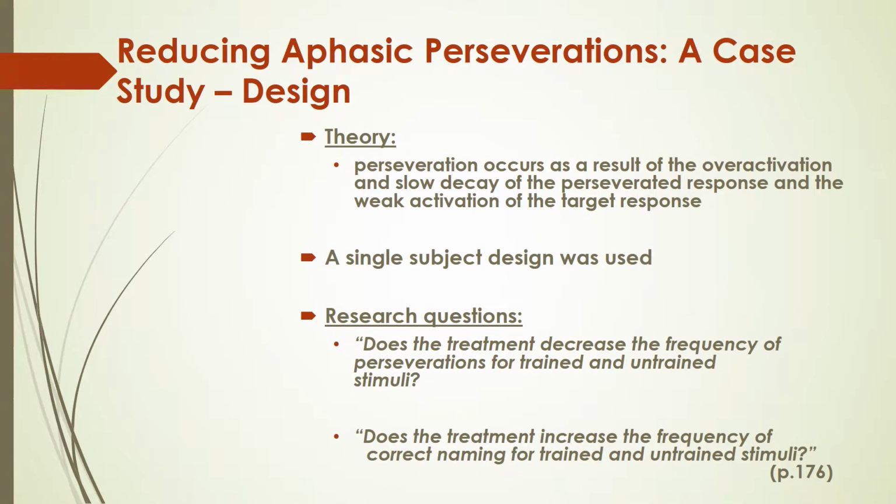So the major theory at work here was that perseveration occurs as a result of the overactivation and slow decay of the perseverated response and the weak activation of the target response. A single subject design was utilized, and two research questions were used. Does the treatment decrease the frequency of perseverations for trained and untrained stimuli? And does the treatment increase the frequency of correct naming for trained and untrained stimuli?